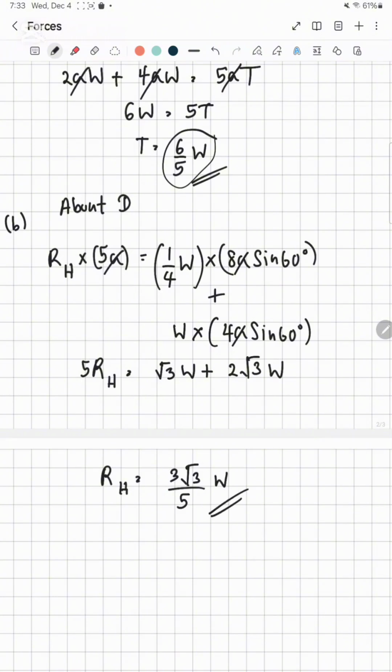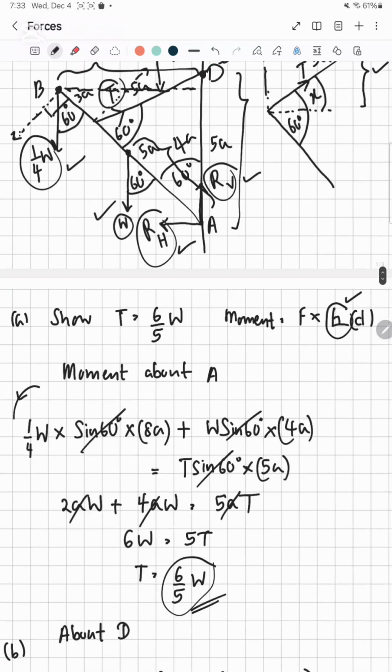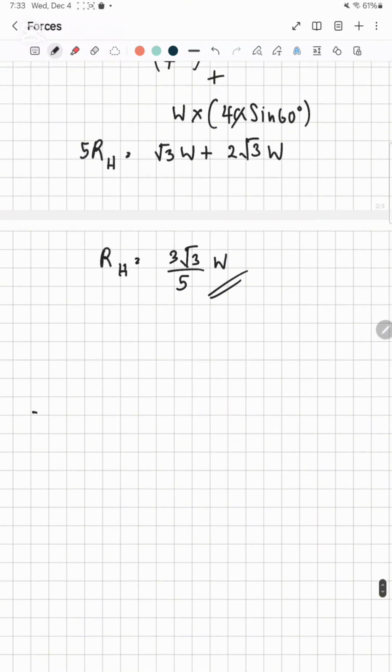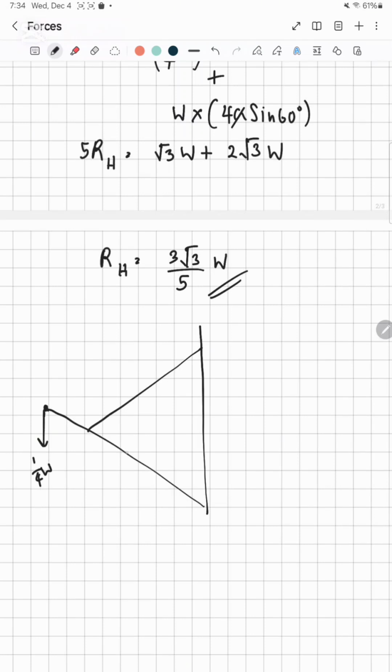You could do it like this, or what you could do is I'll draw another small diagram, because the diagram above is confusing now, there are too many labelings. So 1 over 4 W this way, W, so we have RH this way, RV this way, tension this way, this is D, this is B, this is A, this is 60. You don't have to worry about the distances.